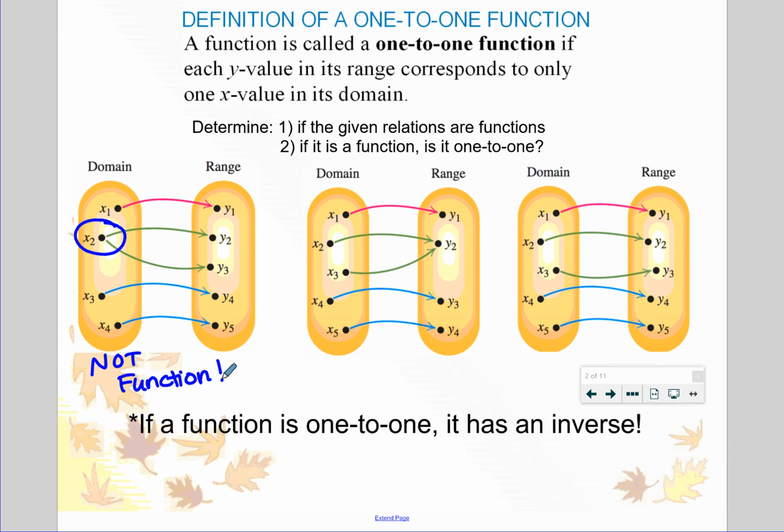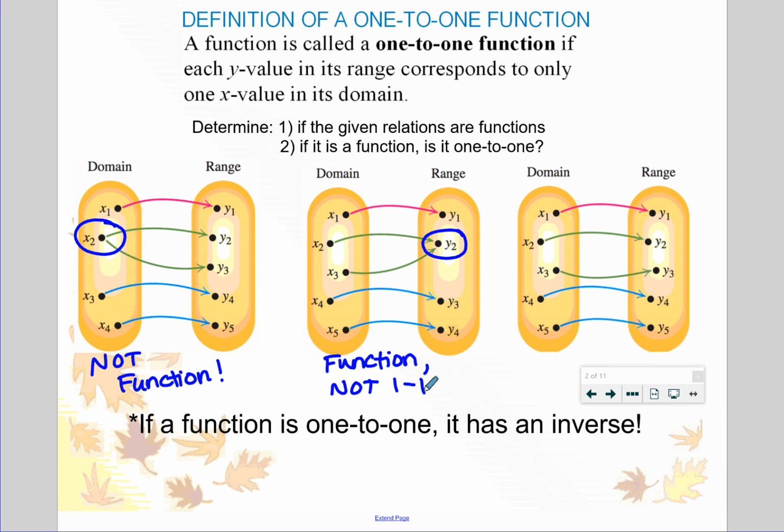Looking at the one in the middle, does each x have one y? Yes, each x goes to one y. Now look the other way. Does each y have one x? No. Where's the problem? y equals 2. Okay, so it's a function, but it is not one-to-one.